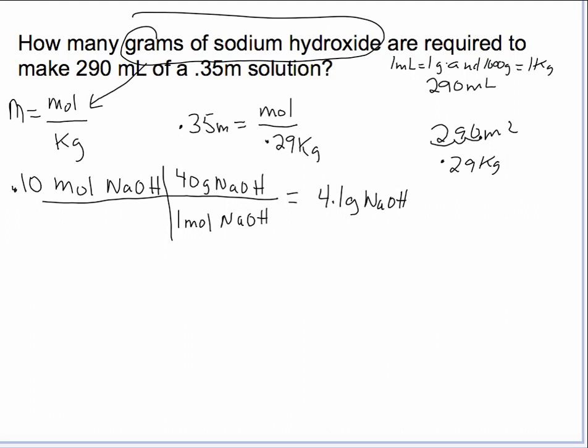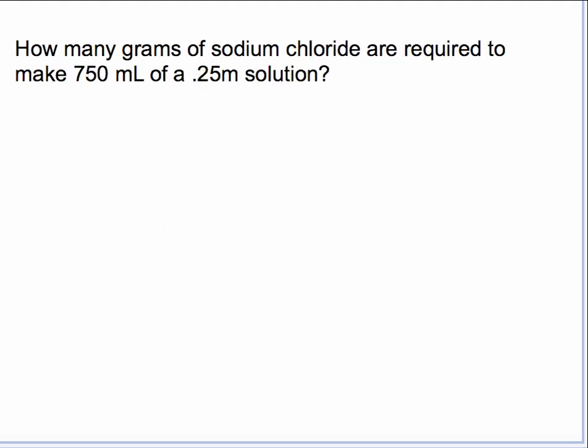But anyway, let's look at the next problem, and I want you to try this one by yourself. It says: how many grams of sodium chloride are required to make 750 milliliters of a 0.25 molal solution? So step number one: the little m, remember, stands for molality, not molarity. So little m is equal to the moles over kilograms. I want you to figure out how many grams. Why don't you pause the video and see if you can work it out.